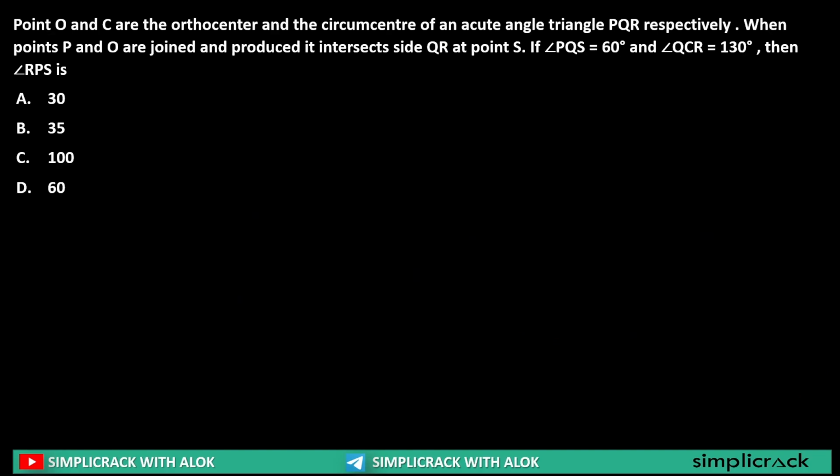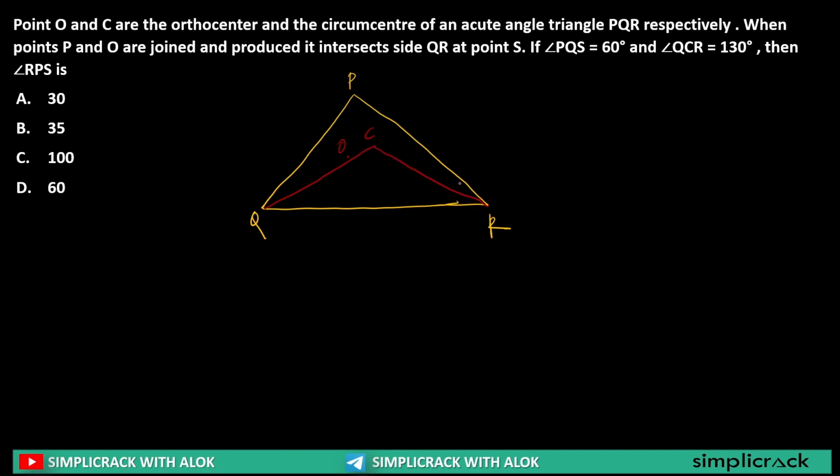Okay. Now, point O and C are the orthocenter and the circumcenter of an acute angle triangle PQR respectively. So let's draw a triangle first. So this is the triangle, that is PQR. Let's use another color. Here it is saying O is the orthocenter, C is the circumcenter. So, and let me join this. And if P and O is extended, it will meet QR at S.